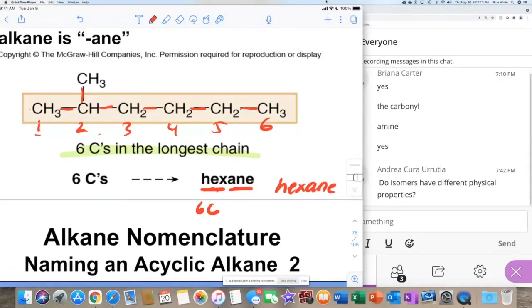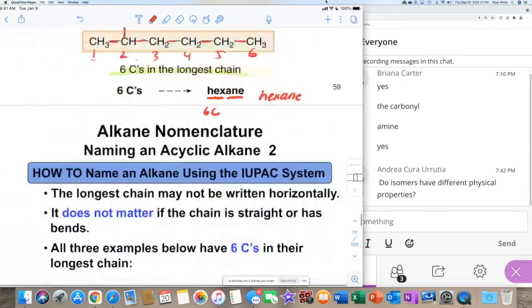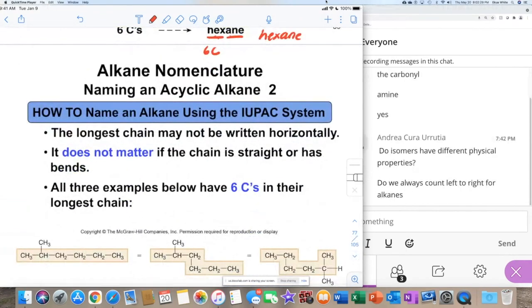Hexane. And as we are writing this name, we're building it from right to left. So we're kind of working backwards. We're starting with the last part of the chemical name, hexane. Then we're going to fill in stuff in front of the hexane. Okay? Okay, we got the longest chain.